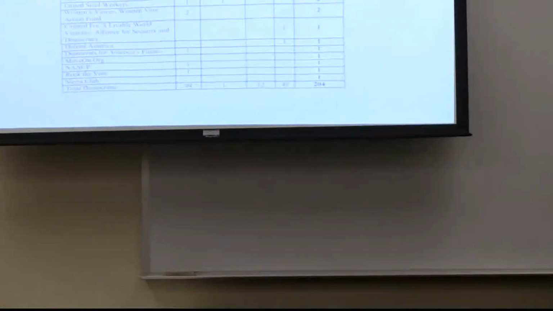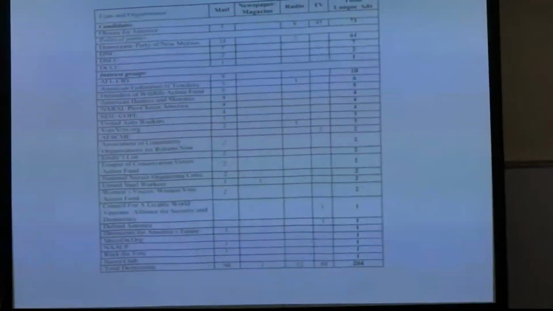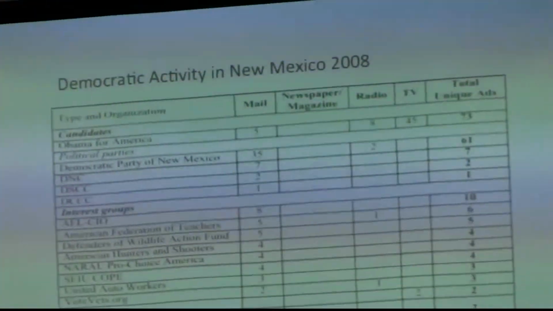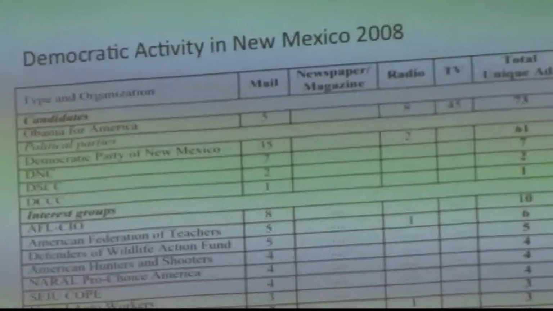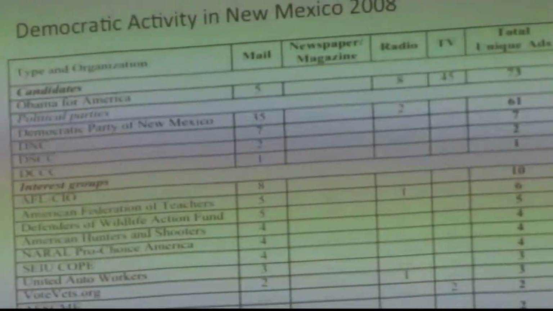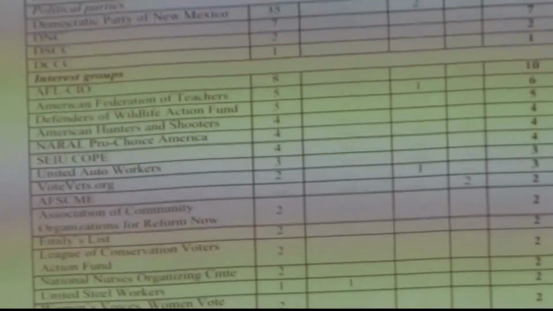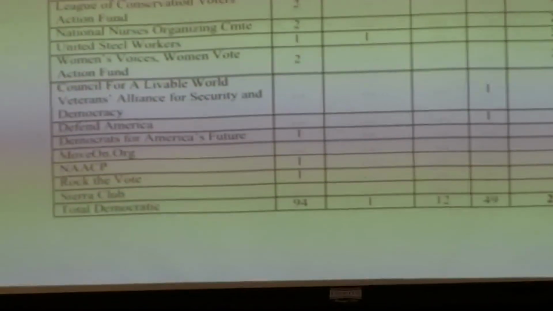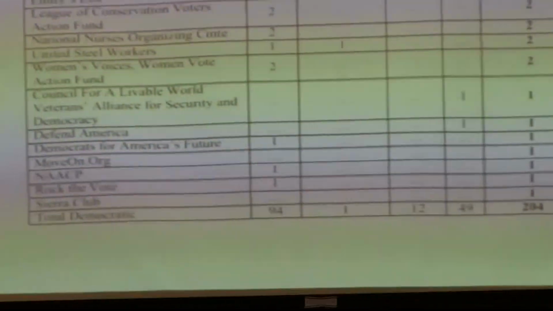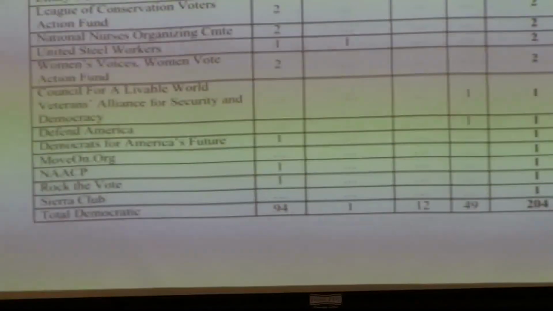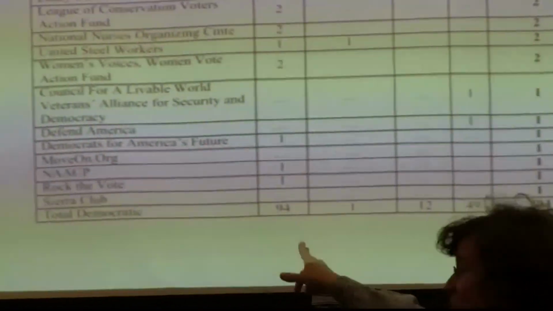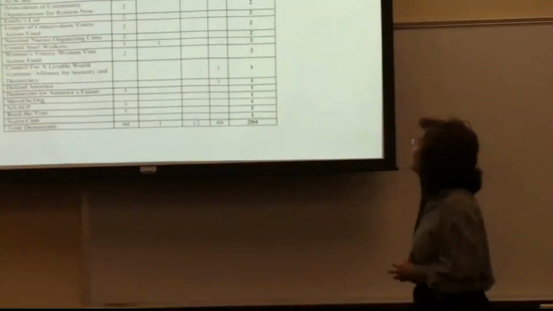This is my own data from 2008 in terms of activity, because it's not just what the candidates do, there's also a lot of group activity that comes into a state. This is the Democratic side, and the Democratic Party has a lot more interest groups than the Republican Party, but it's pretty amazing. So we collected, with the help of the League of Women Voters and Common Cause members, we asked them to send us all of the mail that they get on the presidential candidates. And in 2008, there were 94 pieces that we recorded across all of those. Obama for America sent out 5. The Democratic Party sent out 35 mailers. And then you have all of these other groups, AFL-CIO, Defenders of Wildlife. So there's a lot of activity. It's not just what the candidates do, it's also what the groups do.